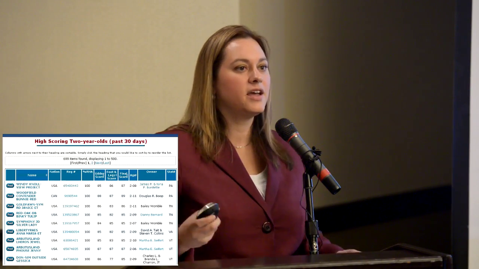This is just a picture of our high-scoring 2-year-olds list. I just wanted to point out on here that just like the animal search, you can sort by any of these column headings, including by state. So if you just want to see how your neighbor's last classification went, you can sort by state and check out other animals near you that have been scored recently.